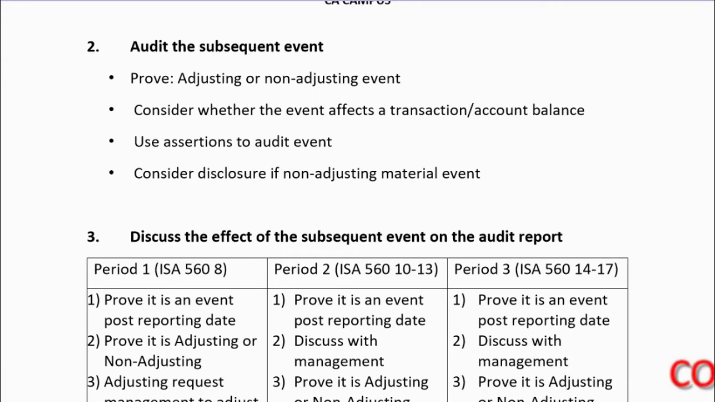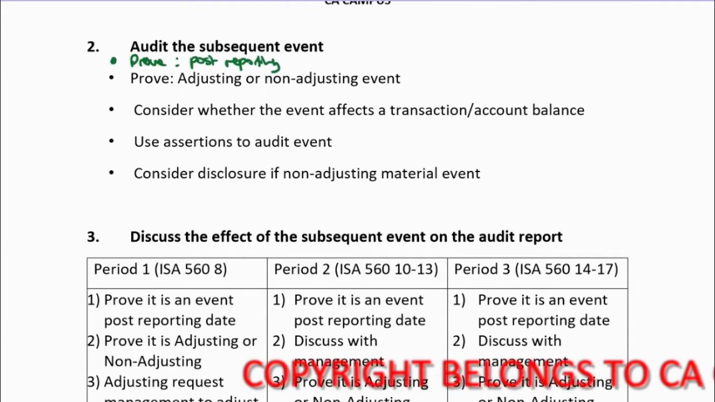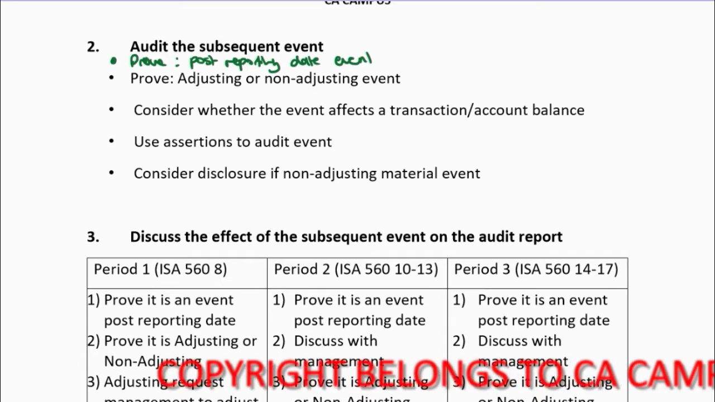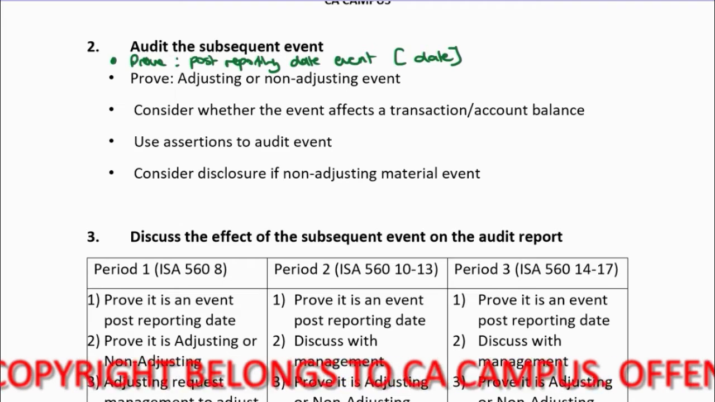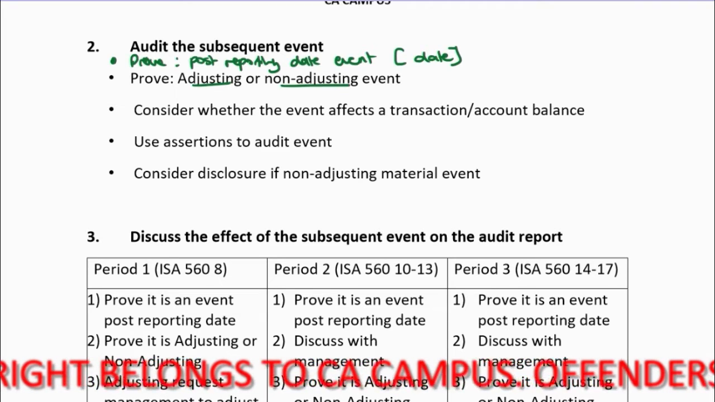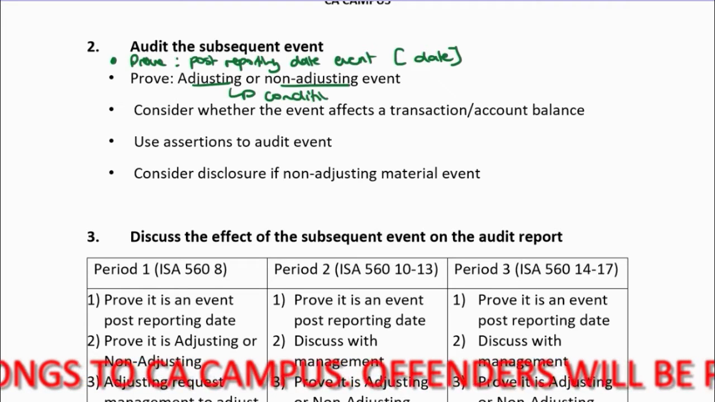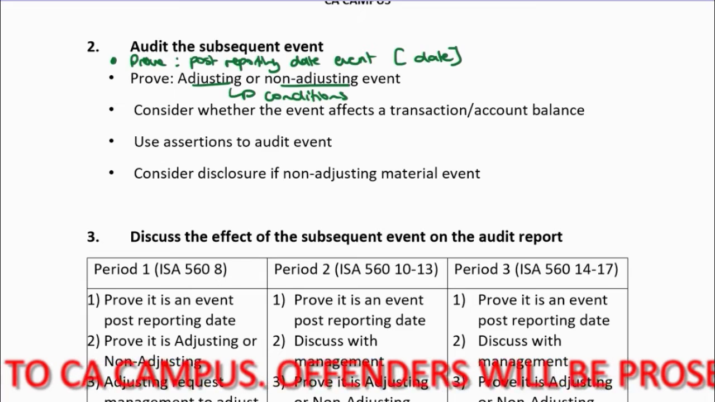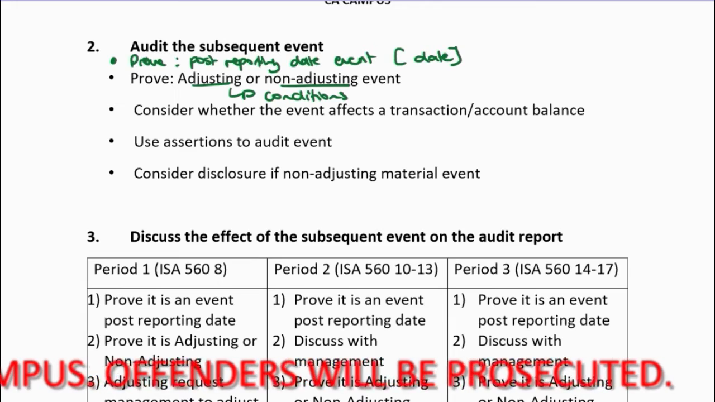So how do we go about auditing a subsequent event? Because I've left out this first part, which actually should be to first prove that it is a post-reporting date event. And so that's by looking at the dates. And then once you have proved it, you then need to prove adjusting versus non-adjusting. So again, now you're looking at conditions. And then once you've done that, think about what has happened as a result of this post-reporting date event.